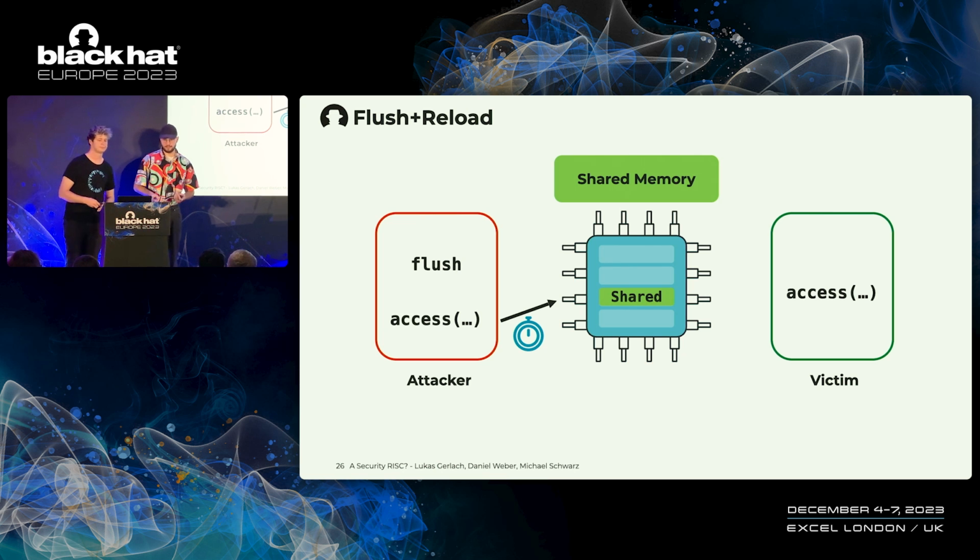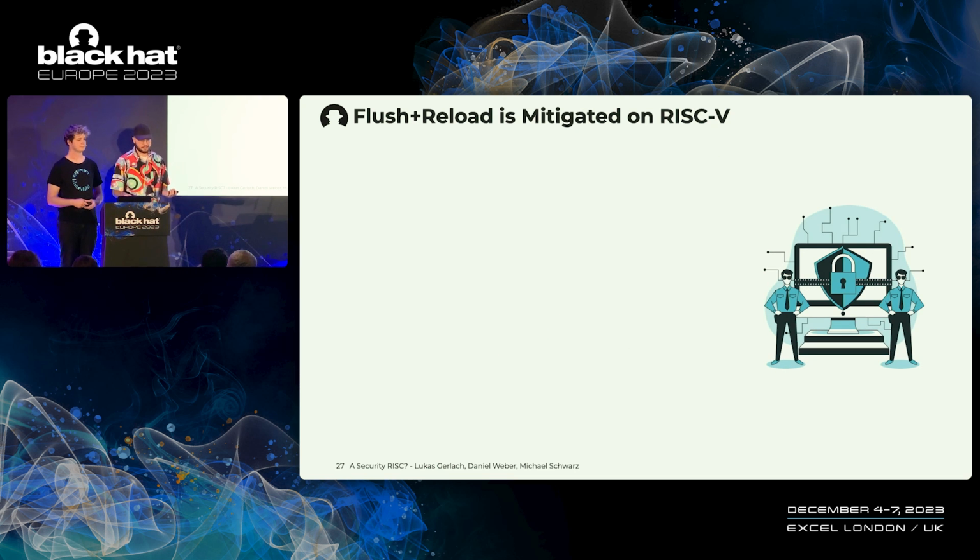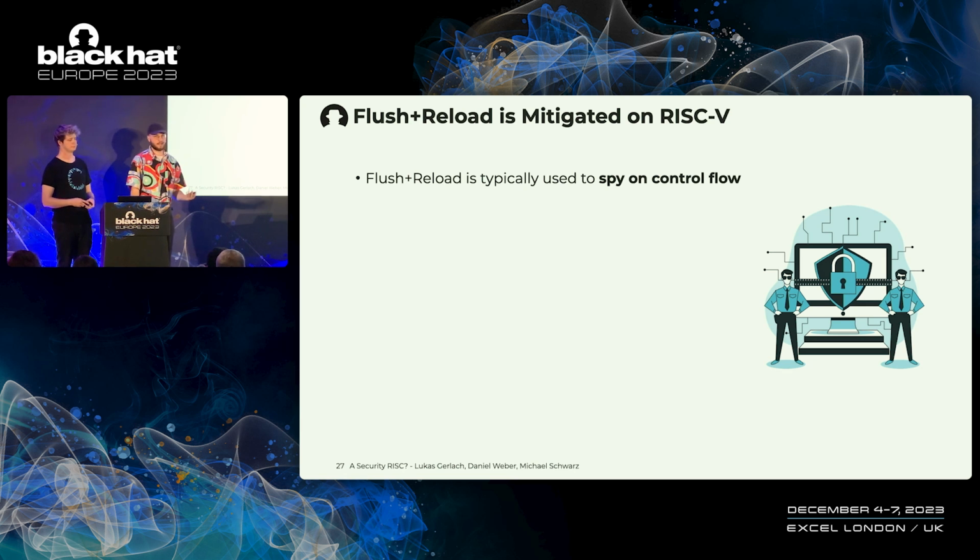I mean, yeah, and that sounds good, right? On RISC-V, we should also have shared libraries, right? Every system uses it. It's more of an operating system thing than it is a microarchitecture thing. But what we found out is that basically flush and reload does not work anymore, and we're gonna find out why that is. So typically, flush and reload is used to spy on control flow.